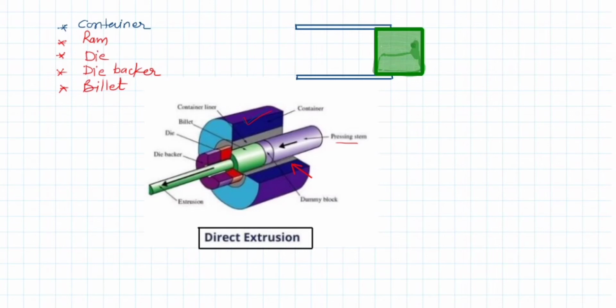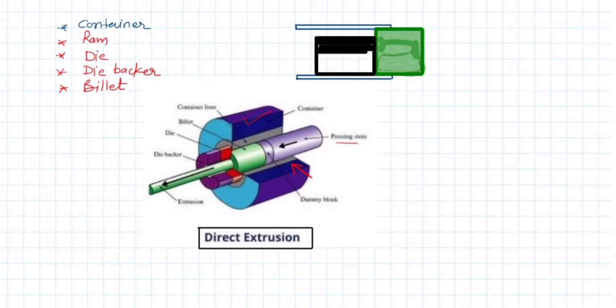In between this ram and the container we have the workpiece in place, which is in the form of a billet. This is the size of the billet which is in the container. So this is the billet.